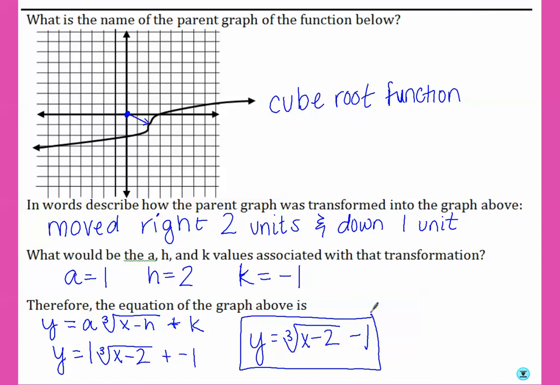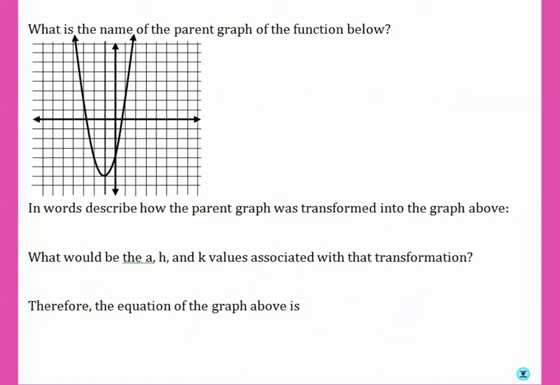So let's try another one. What's this parent graph? Hopefully you said it was a quadratic. How could we describe how the parent graph was transformed into this graph? Well, we know usually it starts at (0, 0), so this one was moved left 1 and down.